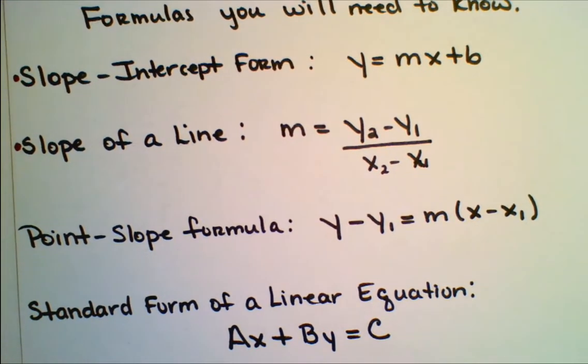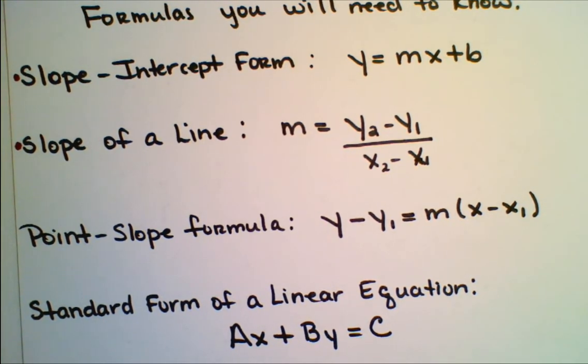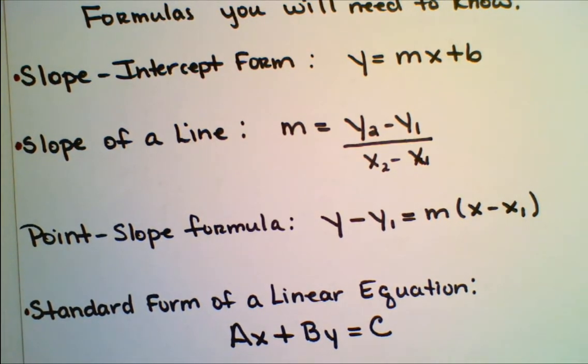And then lastly, standard form of a linear equation. We've talked about this before when we're graphing in two variables. Ax plus by is equal to c. So we're going to cover somewhere within the notes here talking about these types of formulas and how to use it.